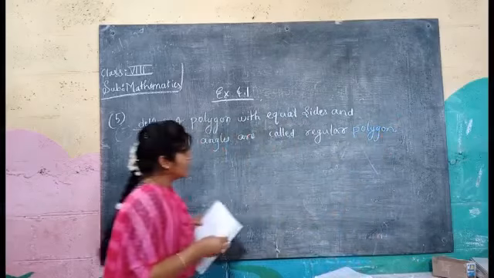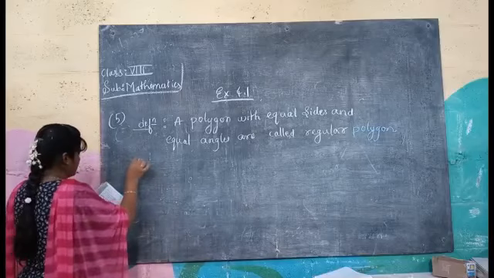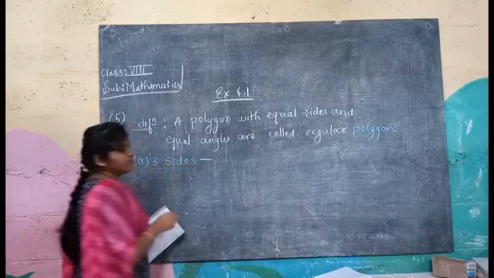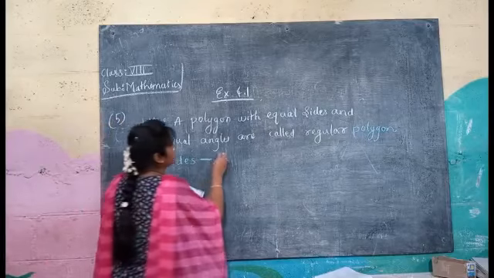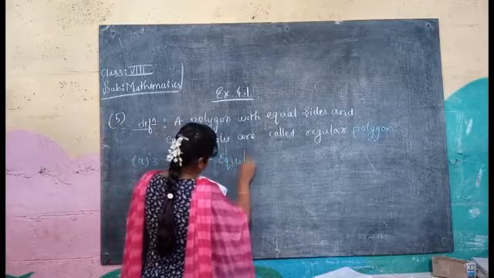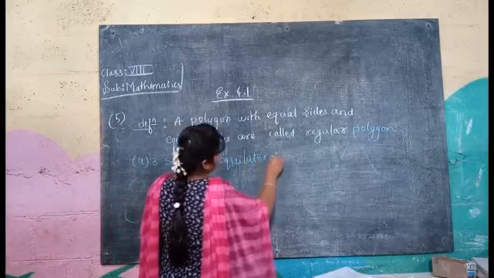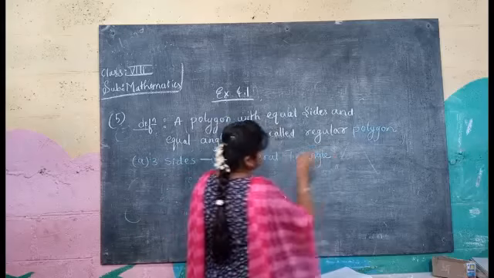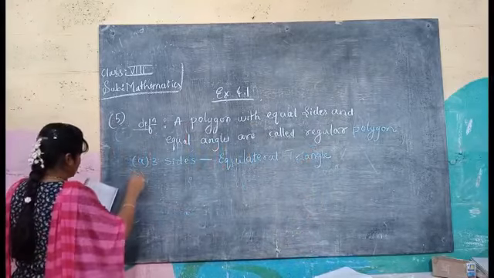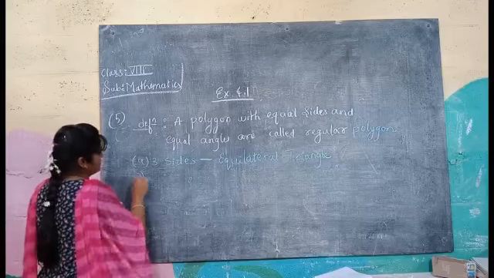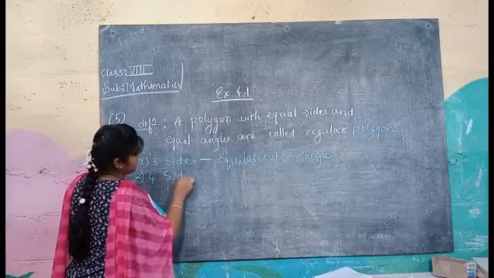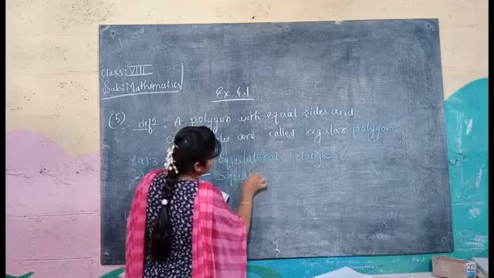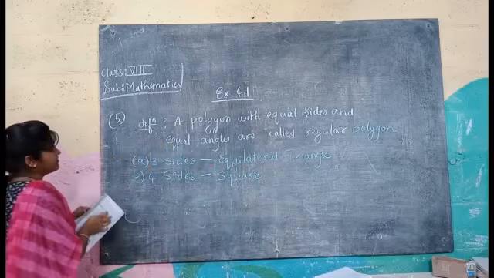Regular polygon. Okay. Now the first question is 3 sides. When we have 3 sides, that will be what? When we have 3 sides, we have an equilateral triangle. Second question. When we have 4 sides, that time it will be a square. You all know this name. Square. Next one. When we have 6 sides.